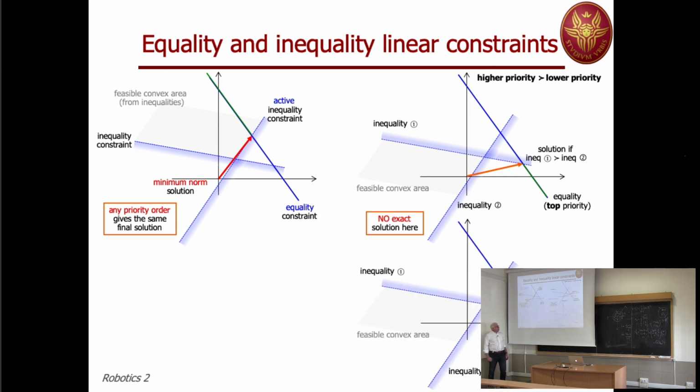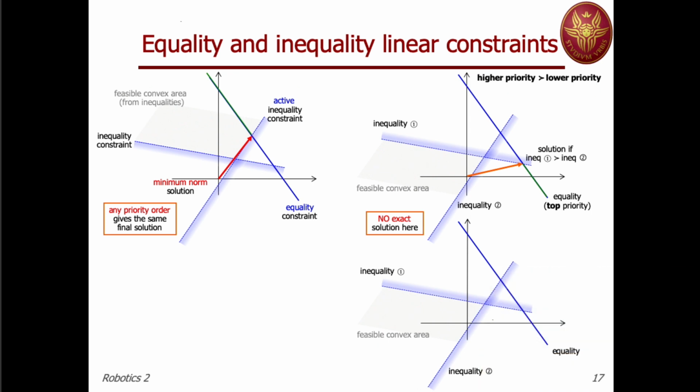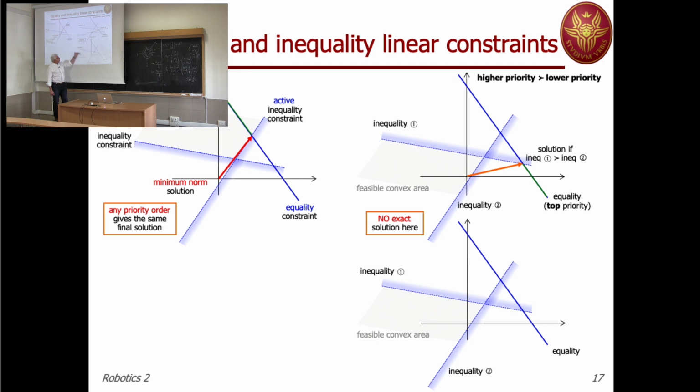Now, another situation may arise. So again, the same set of constraints as before. We have an inequality which should stay in this area. The second inequality which should stay in this area. So this area is the feasible convex set area. In addition, we have this equality. So also in this case, there is no exact solution. But now we consider other prioritization.